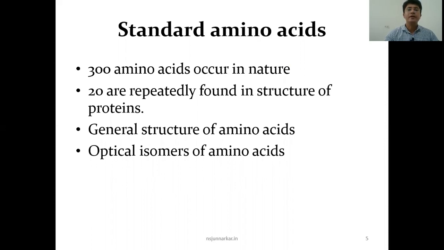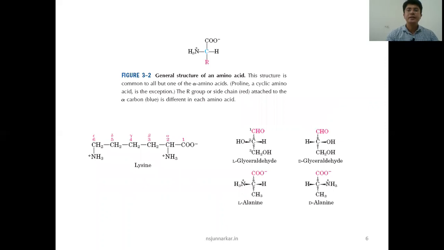There are more than 300 amino acids found in nature in the cell, and among these only 20 are repeatedly found in the structure of proteins. So these are called standard amino acids. If we look at the general structure of the amino acid, the amino acids all have a carboxyl group and an amino group and a side chain which is designated as R. So depending on the type of side chain that is present in the structure of amino acid, they are classified into different groups. Here is the structure of lysine that is shown, which has a side chain which contributes to the positive charge as it has an amino group which can get protonated.